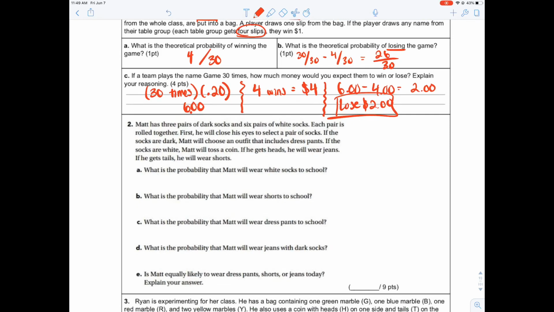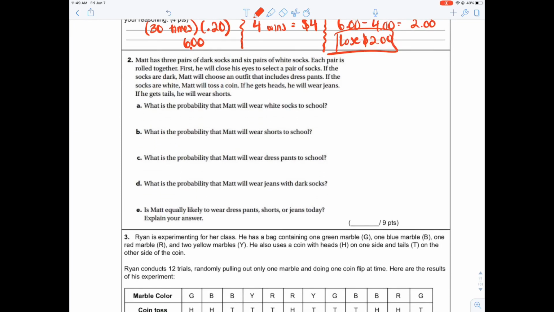So is it a fair game? Most likely not. If you're losing money, then it's not very fair. All right, let's keep going.